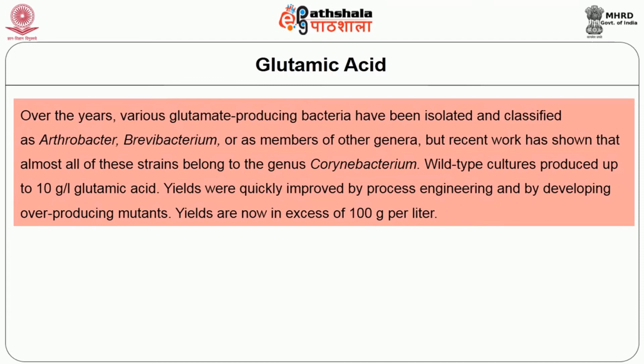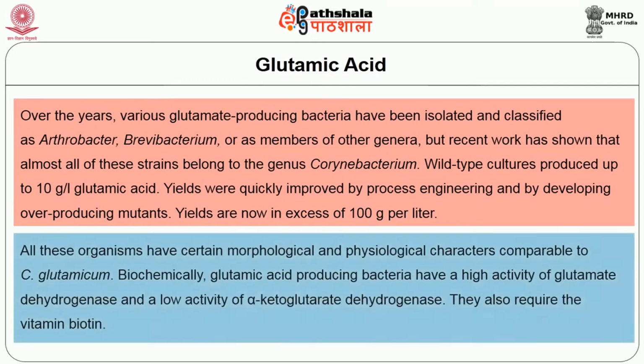Wild-type cultures produced up to 10 grams per liter of glutamic acid. Yields were quickly improved by process engineering and by developing overproducing mutants. Yields are now in excess of 100 grams per liter. All these organisms have certain morphological and physiological characters comparable to Corynebacterium glutamicum, and biochemically, glutamic acid producing bacteria have a high activity of glutamate dehydrogenase and a low activity of alpha-ketoglutarate dehydrogenase. They also require the vitamin biotin.